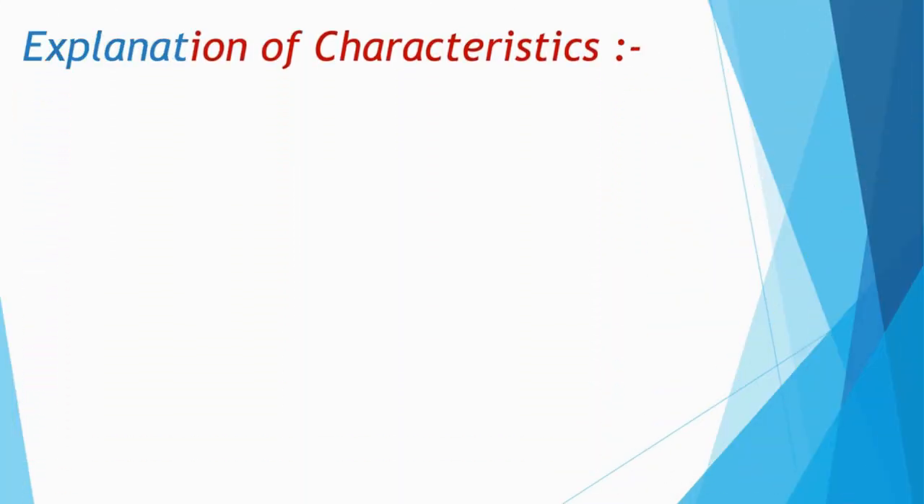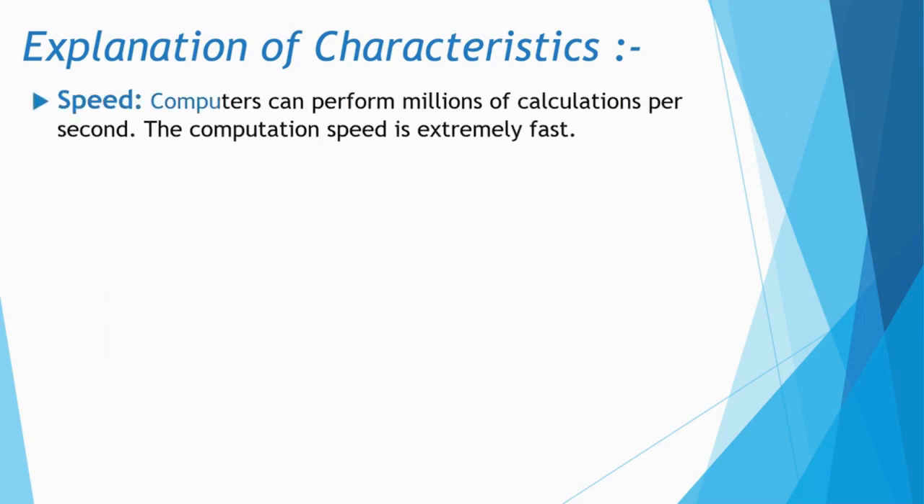Now we will discuss the explanation of characteristics, so be ready for. Number 1 is speed. Computers can perform millions of calculations per second. The computation speed is extremely fast.